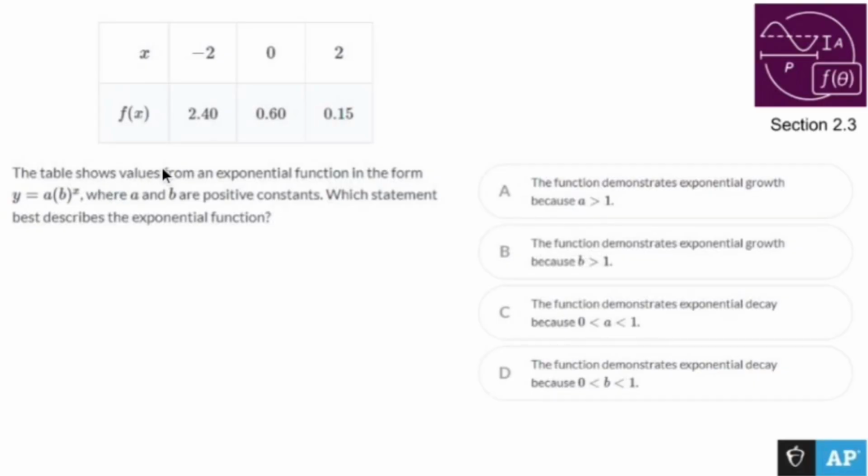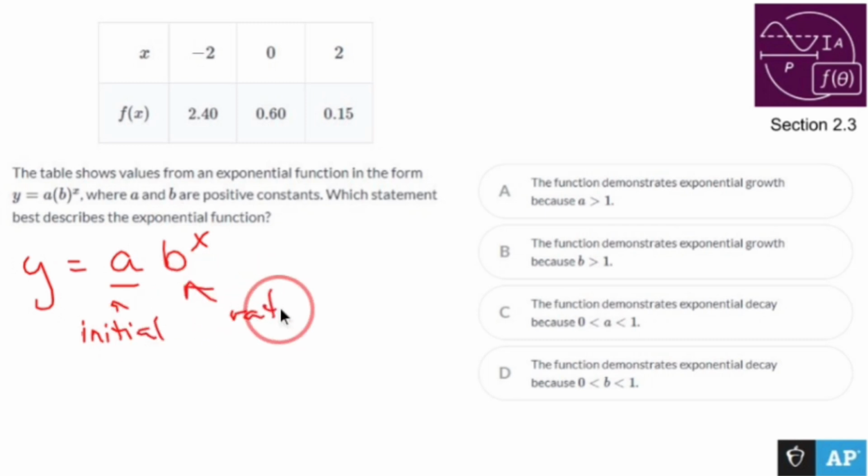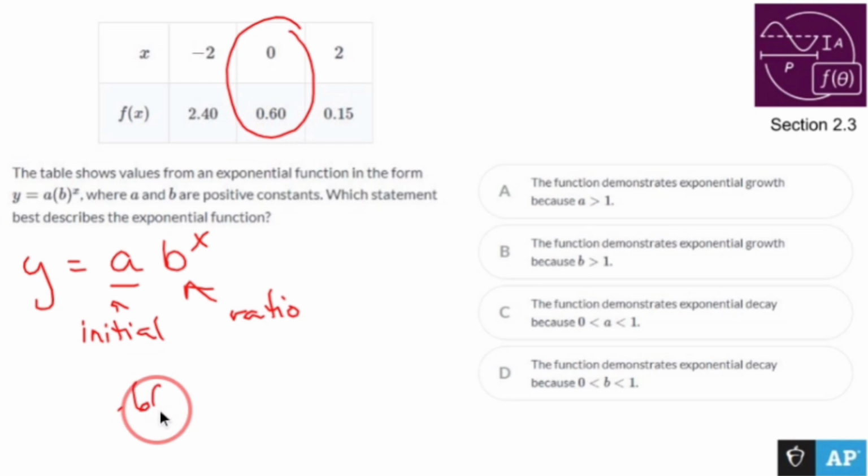The table shows values from an exponential function in the form y equals a b to the x, where a and b are positive constants. Which statement best describes the exponential function? So without doing too much, let's analyze what y equals a b to the x means. A is always going to be your starting point, your initial value, and b is going to be your common ratio, which you multiply every single time to get from one number to the next. In this case, my initial value is going to be 0.6. So I'm starting out with 0.60.